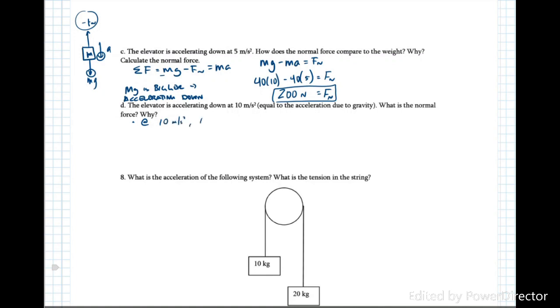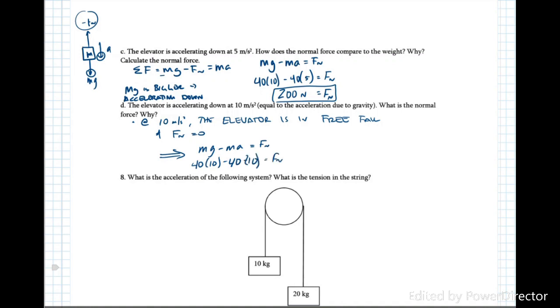Another way is to take that. Let's go ahead and write that down. At 10 meters per second squared, the elevator is in free fall, and the normal force equals 0. Because it's in free fall, the only force acting on it can be weight, not normal force. Another way of looking at it is to take the equation mg minus ma, because everything else is true, I just have a different size acceleration. Say, okay, I got 40 times 10 minus 40 times 10 equals a normal force of 0. We can do it mathematically as well.